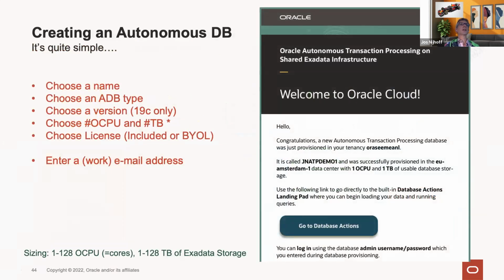So how does that work? Creating an autonomous database is really quite simple. You choose a name, and you choose the type that I showed you. So, for instance, you choose a data warehouse flavor database, which is tuned for data warehousing and for processing large numbers of queries. You choose a version. The version choice is quite limited at this moment, it's only 19c, but that will change in the future. And you can choose the number of CPUs and the amount of storage, how big your database is going to be initially.